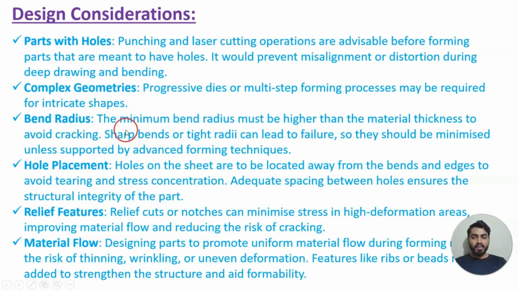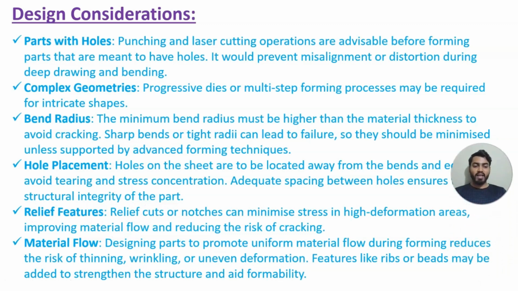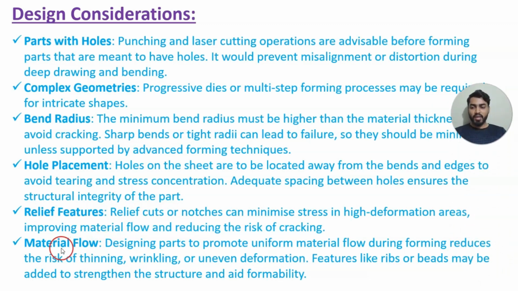Then bend radius. The minimum bend radius, as already discussed, you can read it. Hole placement we have discussed. Then relief features: the different types of reliefs, like rectangular relief and circular relief. Then material flow. Just you can read it.